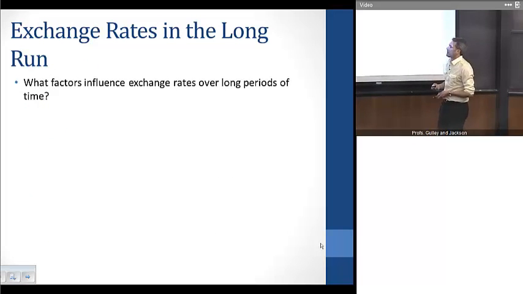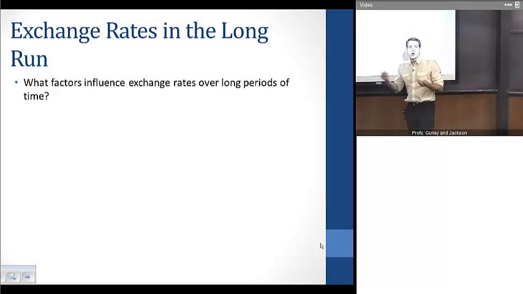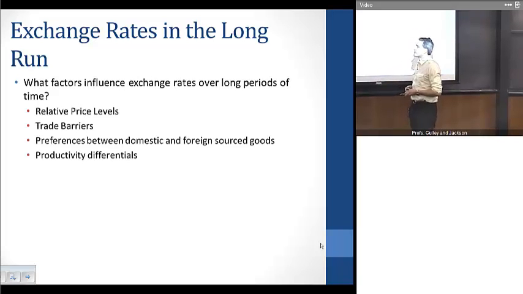So the goal then is to think about what are the things that influence exchange rates over longer periods of time, okay? It turns out there's several, and I'll talk about these momentarily. The first is relative price levels. If there's price differentials for particular goods in different countries, then that can affect exchange rates, and we'll see how that works. Trade barriers can also impact exchange rates. Simple preferences between what people want to buy in one country versus another. If we have a particular affinity for French wine over California wine or something like that, then that can increase demand for one relative to the other and influence exchange rates. And then productivity differentials are important, which we'll talk about here momentarily.